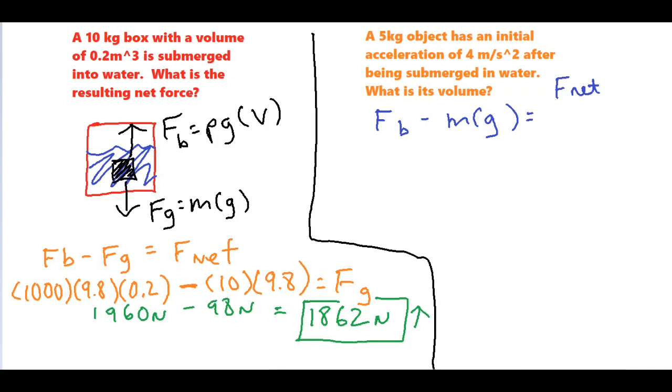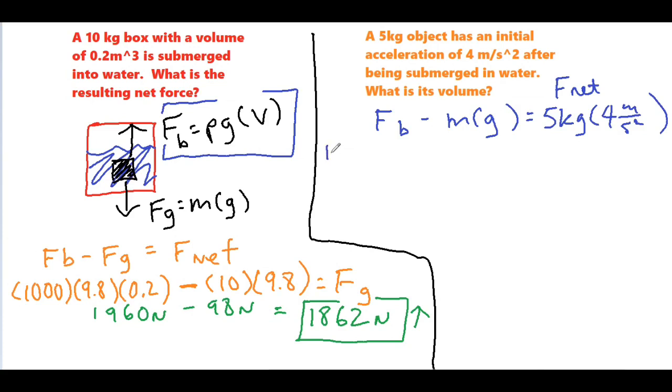Now we know the net force from Newton's second law is mass times acceleration, so I'm going to go ahead and slide that in. We have a mass of 5 kilograms, and we know we have some kind of initial acceleration of 4 meters per second squared. So let's go ahead and take care of that early on. Now for our buoyant force, we have this formula just as we used before.